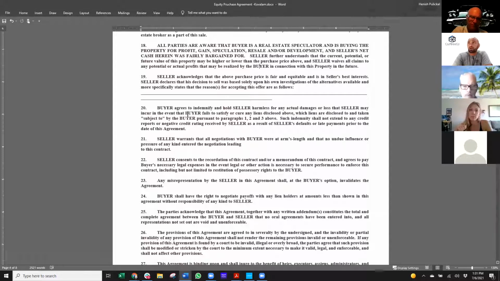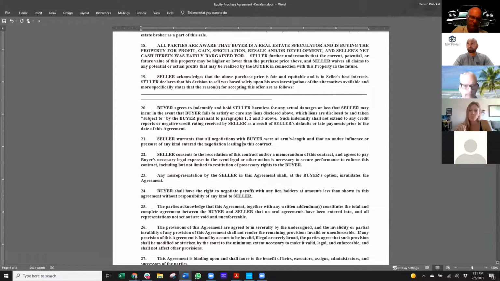Seller warrants that all negotiations with buyer were at arm's length and that no undue influence or pressure of any kind entered the negotiation leading to this contract. Make sense? I'm not trying to strong arm you into agreeing to do this deal. We agreed on it fairly and it was fairly bargained for.